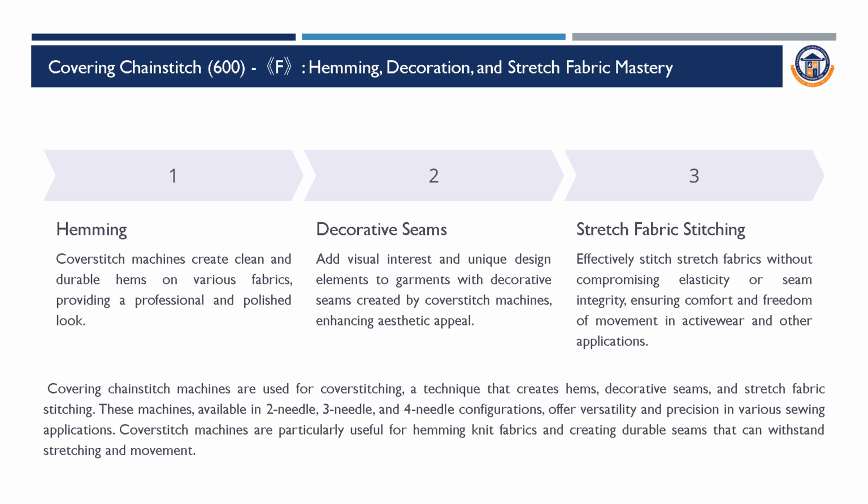And also this particular cover chain stitch machine 600 is suitable for stretch fabric stitching. Effectively, it helps to stitch the stretch fabrics without compromising the elasticity of the fabric or seam integrity, ensuring comfort and freedom of movement in activewear and other applications. In general, cover chain stitch machines are used for cover stitching, a technique that creates hems, decorative seams and stretch fabric stitching.